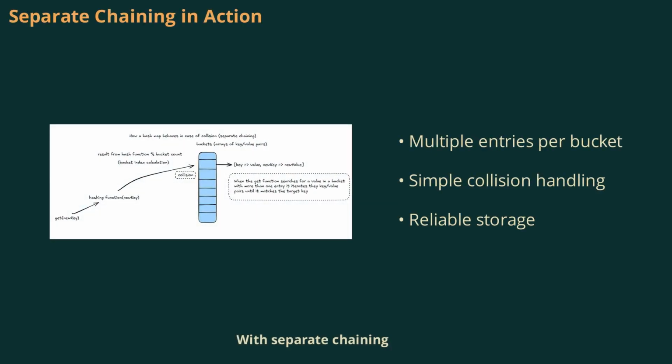With separate chaining, each bucket in the HashMap can hold multiple key-value pairs. When a collision occurs, the new entry is simply added to the collection within the bucket. This approach ensures that all entries are preserved, even when their keys produce the same hash value. It's a straightforward and reliable way to handle collisions.